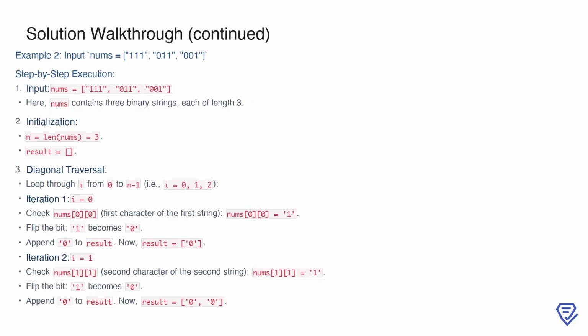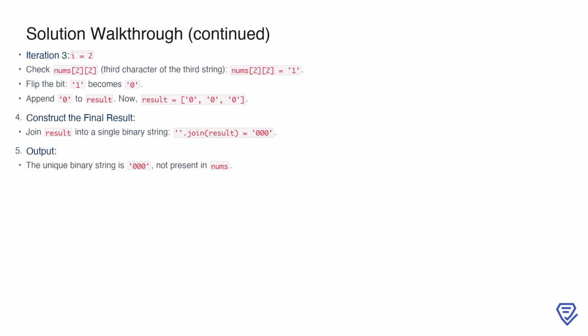At this point, result equals 0. Next, for i equals 1, we examine the second character of the second string, nums[1][1], which is also 1. Flipping it results in 0, and we append 0 to result, making result equals 0, 0.